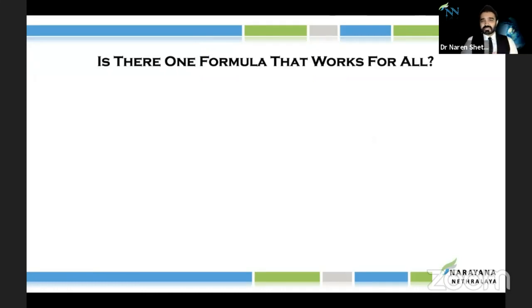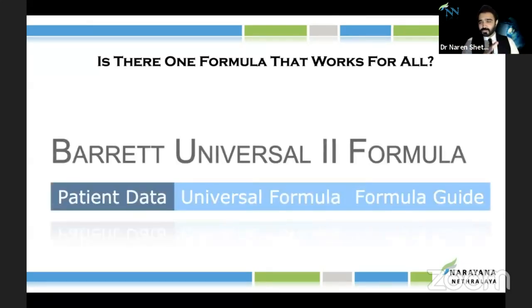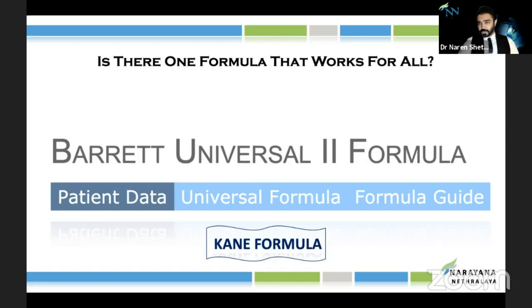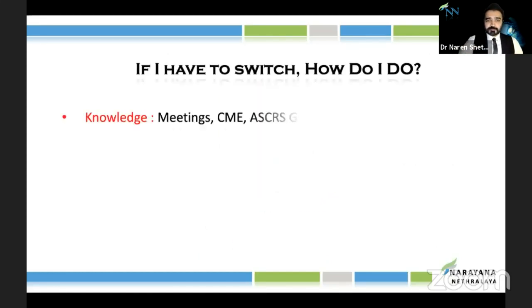Now, the question is, enough of all these formulas. Can you just tell me one formula which works for all? I think we can just simply go ahead right now with the Barrett's Universal 2 formula, no matter what the eye. Maybe in just a few cases where you have irregular corneas or keratoconic eyes, you can also look at the Kane formula and compare the two, and then you can select the IOL for that particular patient.